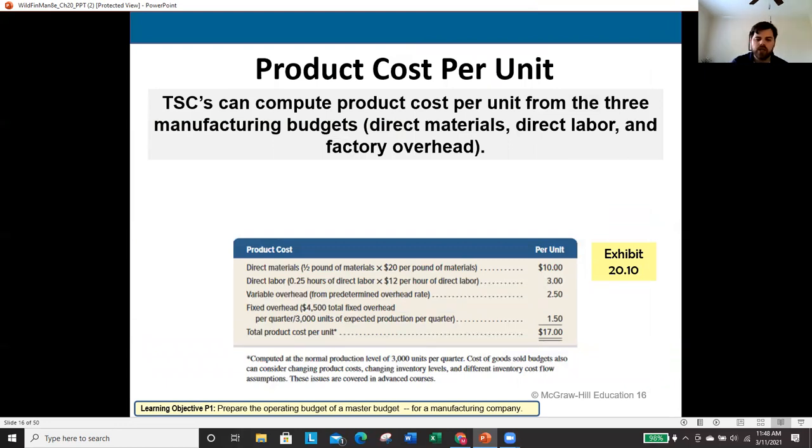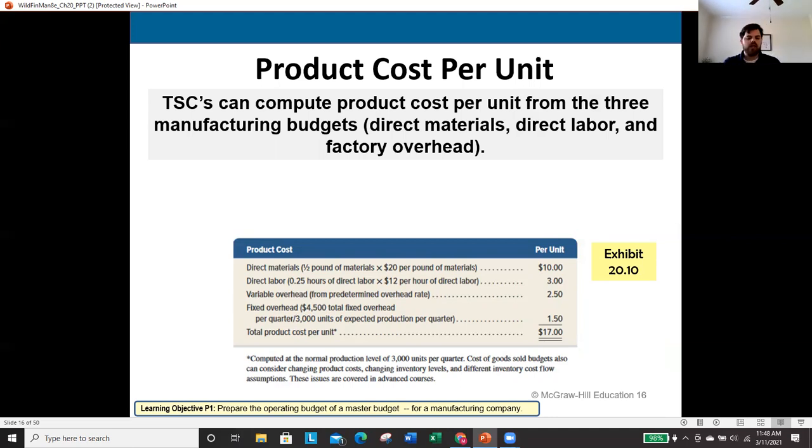And the way that we can do this is by using the three manufacturing budgets that we just calculated: direct materials, direct labor, and overhead. So just as we've seen all semester, those are my three components of product cost, or unit cost, or inventoriable cost, whatever we want to call it. But that is what we are looking for.